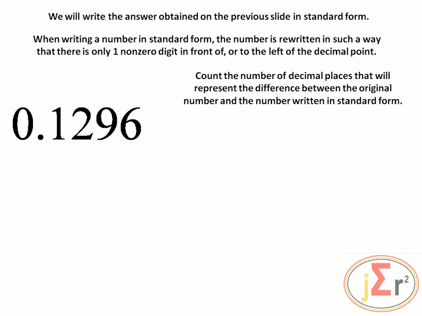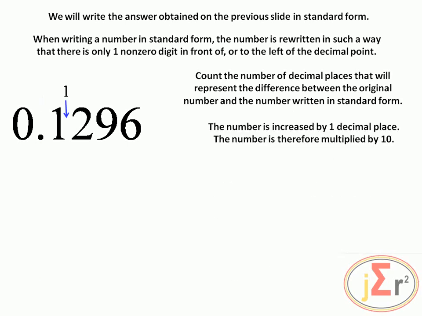By now, everybody should be repeating this. And there is our number. But only one non-zero digit will be to the left of the decimal point. Presently, we do not have any. Right there. Count the number of decimal places that will represent the difference between the original number and the number written in standard form. How many? Just one.